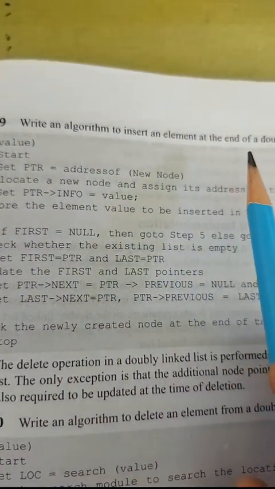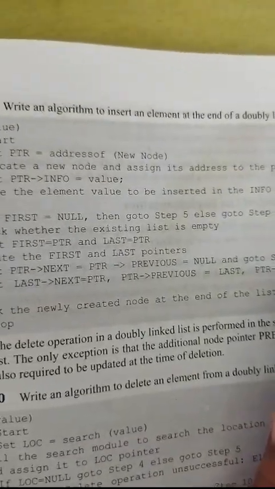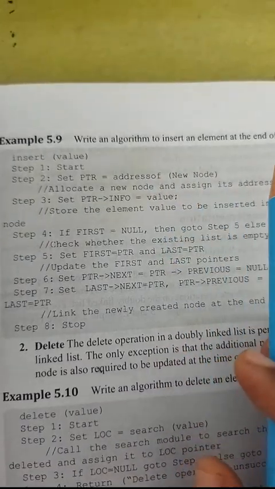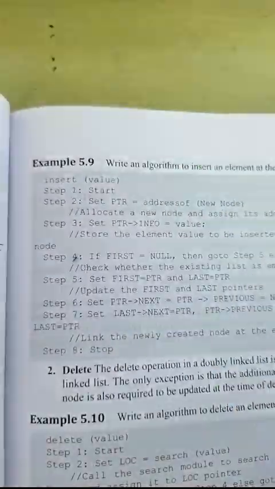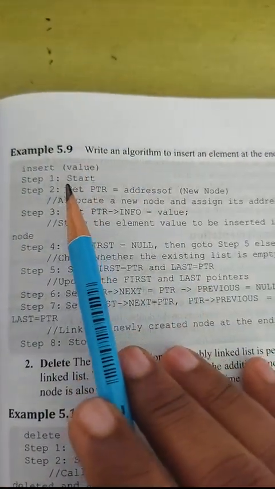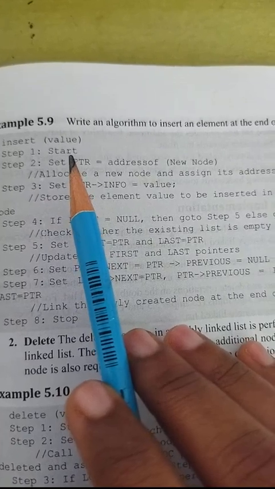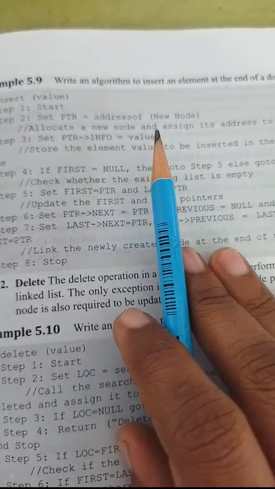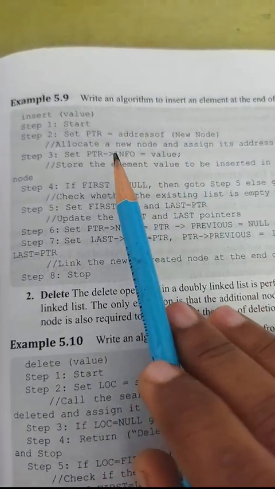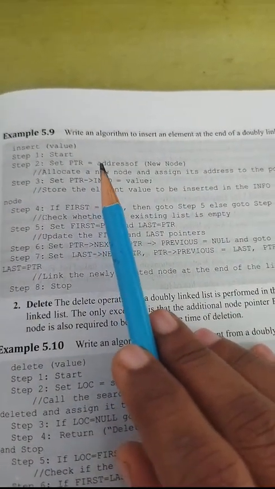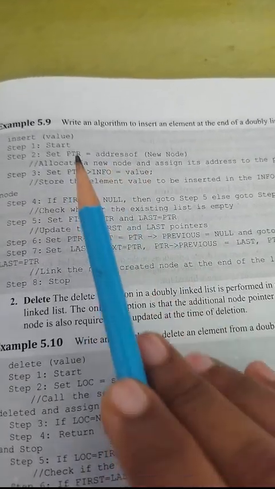Write an algorithm to insert an element at the end of the doubly linked list. So this is the algorithm for inserting an element at the end of the doubly linked list. Insert value. Step 1 start. Step 2 set PTR equal to the address of the new node. So it allocates the new node and assigns its address to PTR.